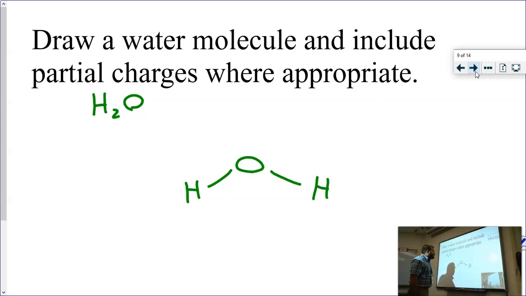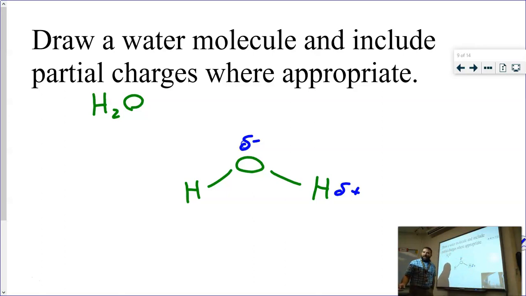That was kind of lame. All right, so as a result, these shared electrons are being pulled towards the oxygen, and we get a partial negative charge by the oxygen. If these shared electrons are being pulled away from the hydrogen, the hydrogen is going to get a partial positive charge.